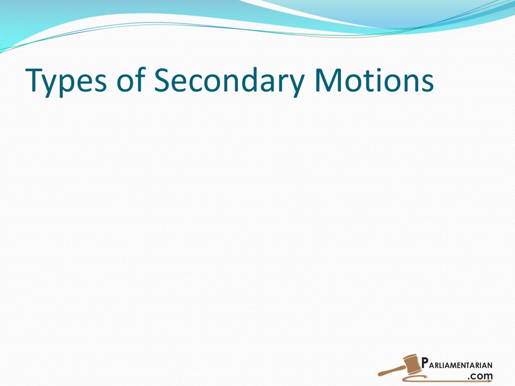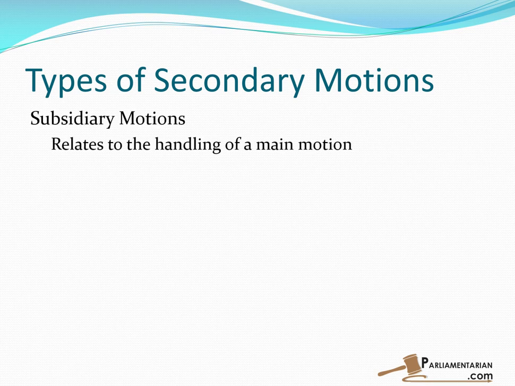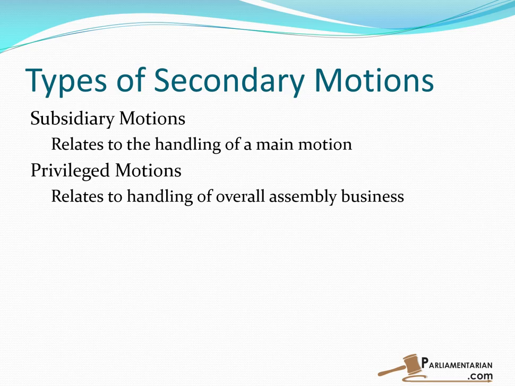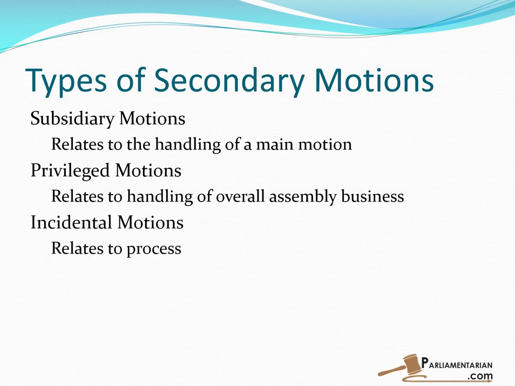This is a little review of what we talked about in the last video. There are different types of secondary motions. There are the subsidiary motions, which we've already discussed. Then we have privileged motions, which are relating to the overall handling of assembly business. And then there are incidental motions, which are related to process.